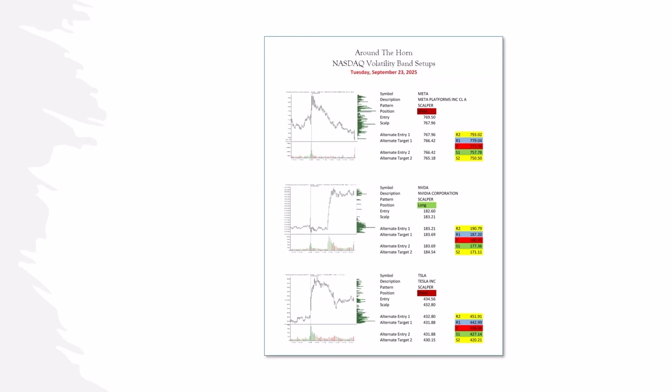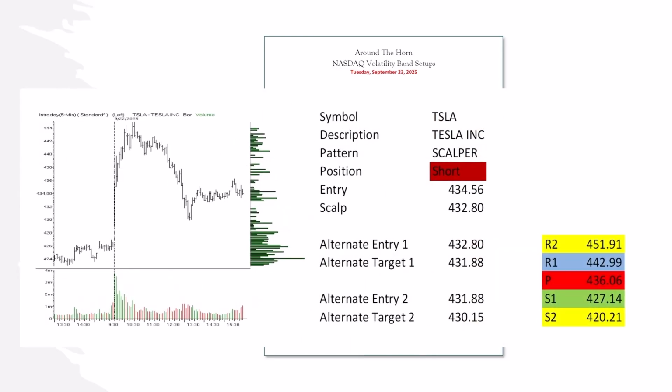You'll also get the NYSE trading plan, and you get the NASDAQ volatility band setups. And you'll see, for instance, on Tesla, everything that we just talked about has been transferred to a trading plan, a gauge sheet that you can just have on your desk. And what you see is it's a short. We're looking for an entry 434.56 down to 432.80. We're looking for 432.80 down to 431.88. We're looking for 431.88 down to 430.15. And also, don't forget, we were looking at that pivot where we know there was an inflection. The pivot over there is the P in red, 436.06.